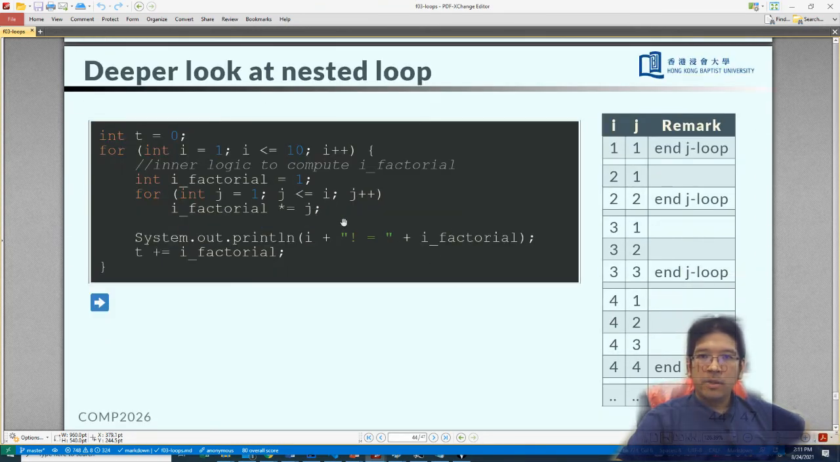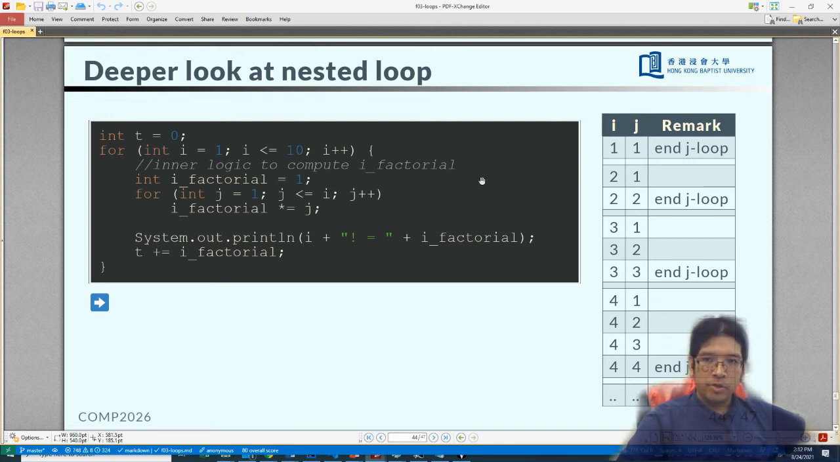If we take a deeper look at the nested loop this time, the range for i is from 1 to 10. The range for j will be a little tricky. It's from 1 to i. Each time, j will be incremented from 1 to the value i. And this i has to be determined before j. j relies on the value of i, so i has to be determined first. So look at the example here. When i equals 1, the loop j is going to run one time only. So it produces i factorial equals 1.